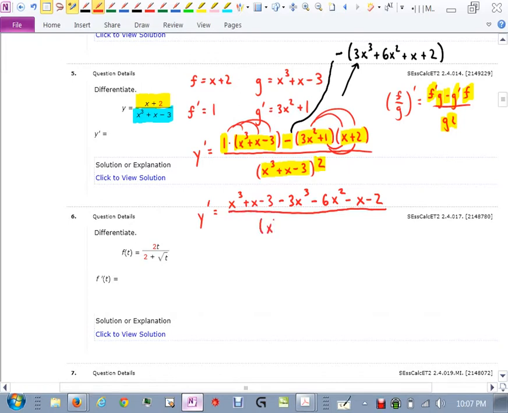Now, I'm not going to square that. I'm just going to leave it like this, and I'm going to clean up the top. Okay, in the top, I have some like terms here, x cubed here. Here's a negative 3x cubed, so that's going to give me negative 2x cubed.